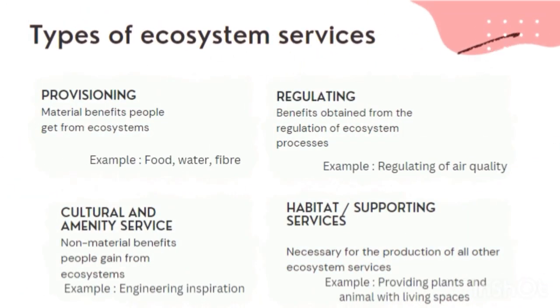There are four types of ecosystem services. The first one is provisioning, which is the materials benefit people can get from the ecosystem, for example, food, water, and fiber. The next one is regulating services, the benefits obtained from the regulation of ecosystem processes, such as regulating air quality. The third one is cultural and amenity services, which is the non-material benefit that people gain from the ecosystem, such as engineering inspiration. And lastly, the habitat and supporting services that are necessary for the production of all other ecosystem services, such as providing plants and animals with living spaces.